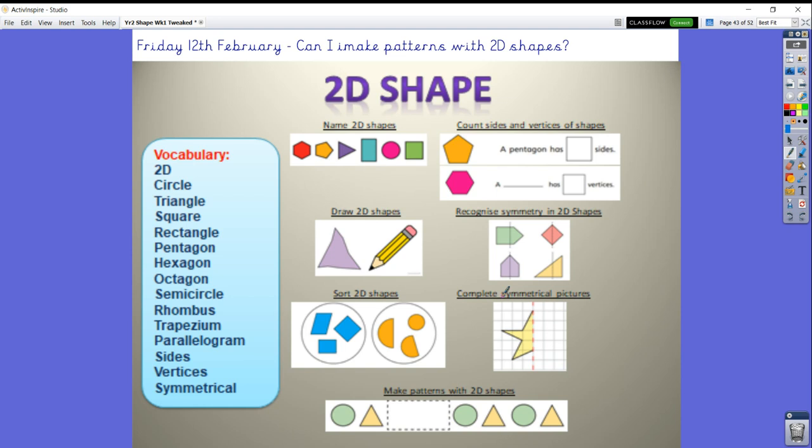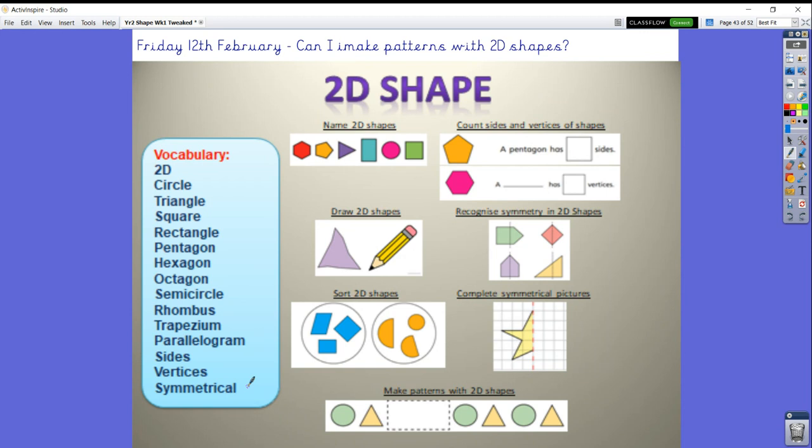We've made it. So, our last 2D shape lesson today, and we're going to be thinking of making patterns with 2D shapes. But let's just read our vocabulary together. 2D, circle, triangle, square, rectangle, pentagon, hexagon, octagon, semicircle, rhombus, trapezium, parallelogram, sides, vertices, and symmetrical.